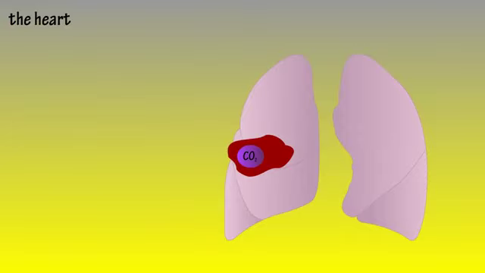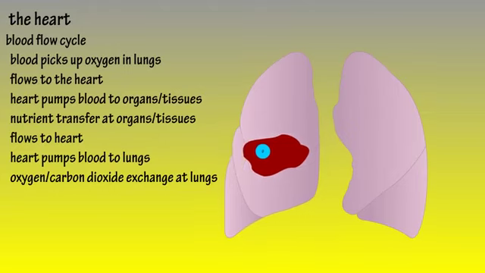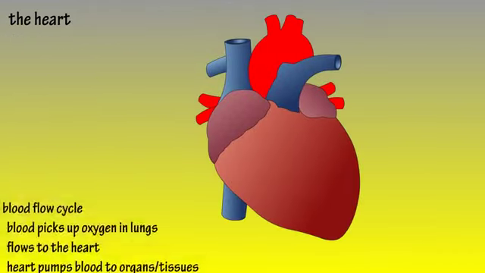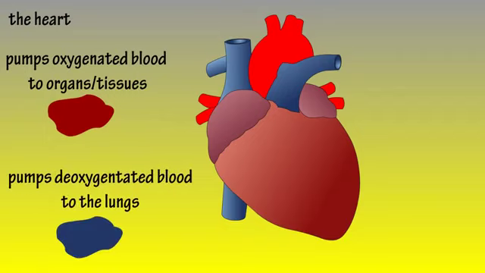In the lungs, carbon dioxide is dropped off and oxygen is picked up, and voila! The blood has completed its cycle, and it will continue this cycle again and again and again. Now back to the heart. So the heart pumps oxygen-rich or oxygenated blood to tissues and organs, and it pumps deoxygenated blood to the lungs.